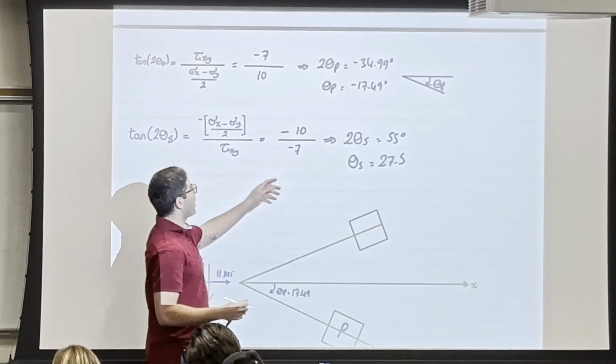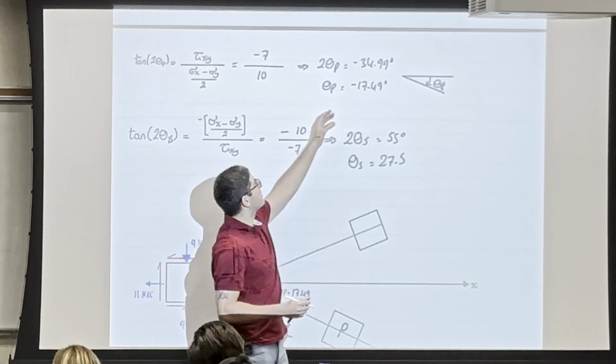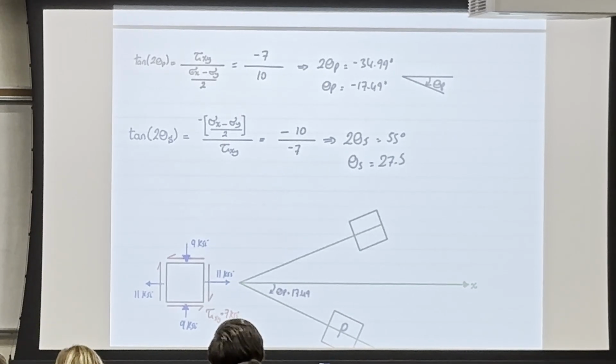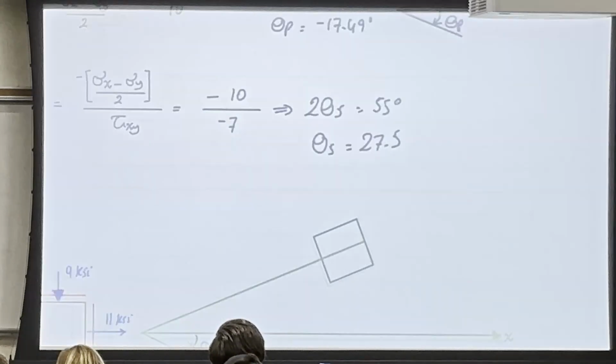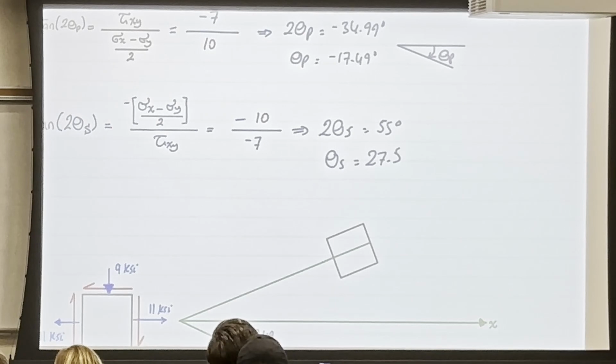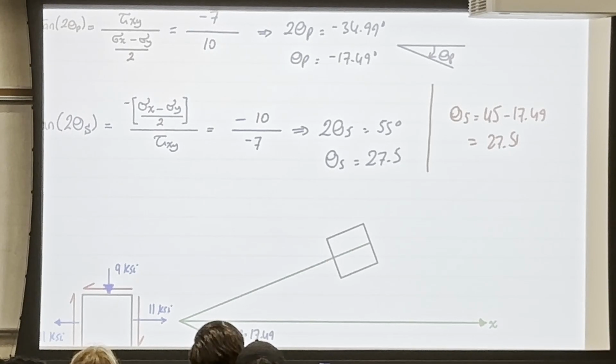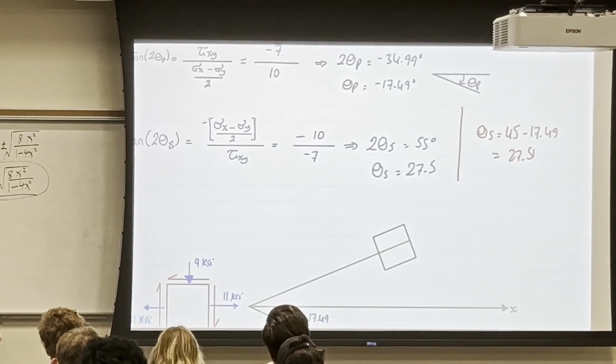Other way, I can say, since I know that theta p and theta s are 45 degrees from each other, and the 2 theta p and the 2 theta s are 90 degrees from each other, so I'm going to work with the theta. So if I said 45 minus 17.49, I'm going to get 27.51 as well. So another way, you can say theta s is equal to 45 minus 17.49, and you're going to get 27.51, because both of them make 45 degrees. Are you convinced? Anyone? Okay.